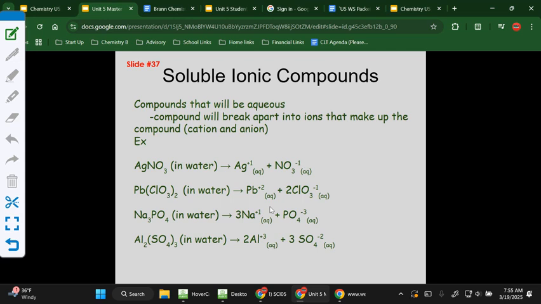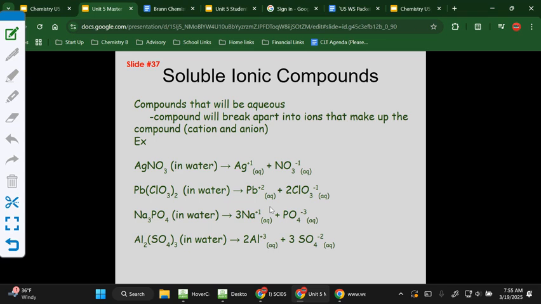Now, how do I know lead chlorate is aqueous? Well, up here is chlorate. Chlorate is in the section of our sheet where anything that we put with it is going to be aqueous. Chlorate is one of the compounds, the two compounds, that no matter what you put it with, it will always be aqueous. So whatever you put chlorate with, it's going to be aqueous.